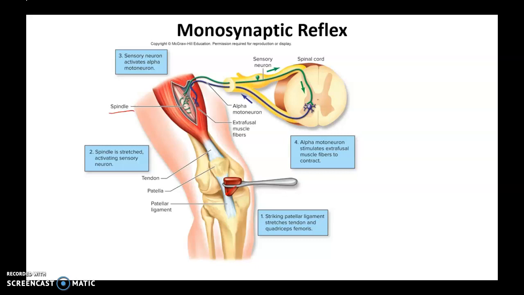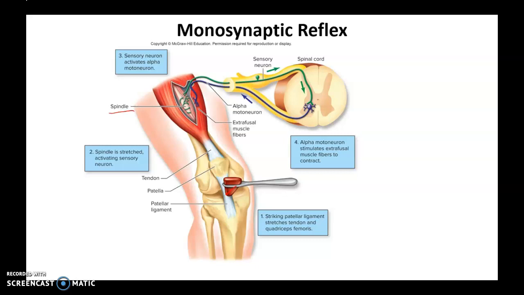The patellar or knee jerk reflex is a monosynaptic reflex. This is an example of a stretch reflex. The stimulus, or the tap on the patellar tendon, initiates contractions of the quadriceps femoris muscles and leads to extension of the knee joint. You should have actually learned this information in anatomy.